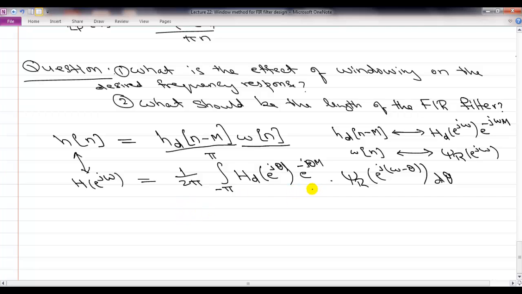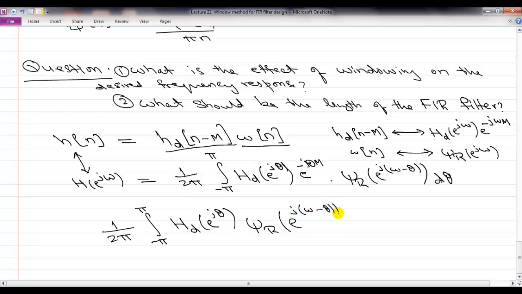Now I want to get rid of these linear phases just to simplify the calculations, because the linear phases are not giving us any information. All these phases are linear. They are just created by a linear shift. So these linear phases are not going to create any difficulty. I'm going to just focus on the case without the phases. So I want to evaluate 1 over 2π, integral from minus π to π, of H_d(e^{jθ}) and Φ_R(e^{j(ω minus θ)}) dθ.